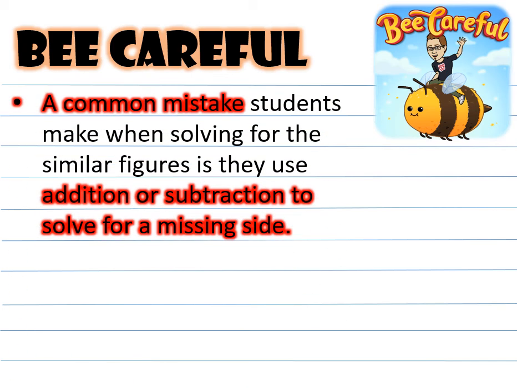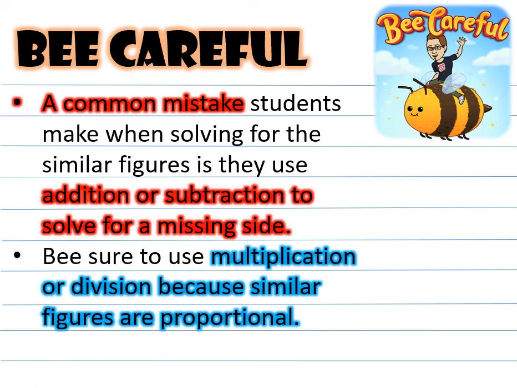Be careful. A common mistake that students make when solving for similar figures is that they use addition or subtraction to solve for a missing side. Don't do that. Be sure to remember to use multiplication or division because similar figures are proportional.